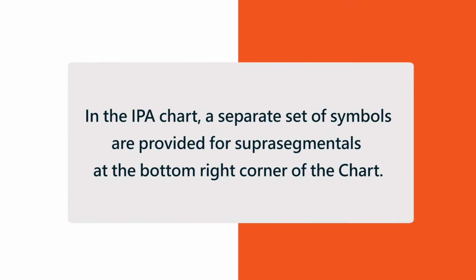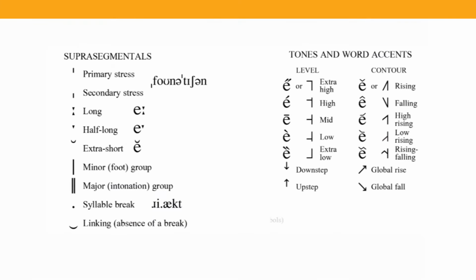Another important thing is, in the IPA chart, a separate set of symbols are provided for suprasegmentals at the bottom right corner of the chart. For example, for length, you have length, half length, extra short, primary stress, secondary stress. These are suprasegmental symbols in the IPA chart.